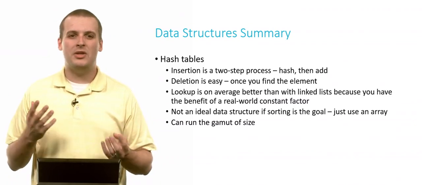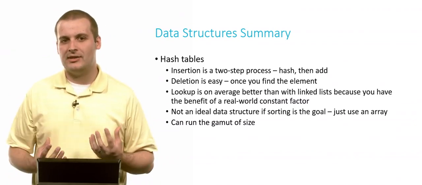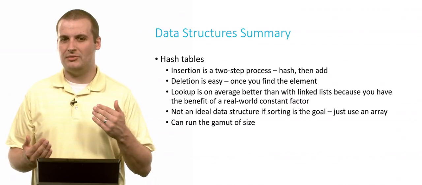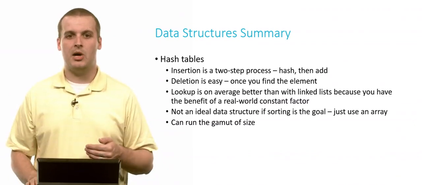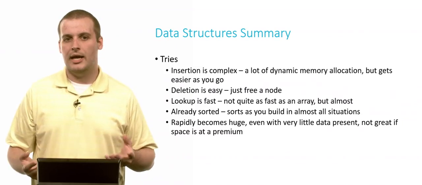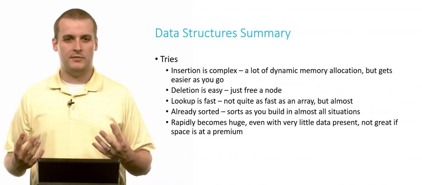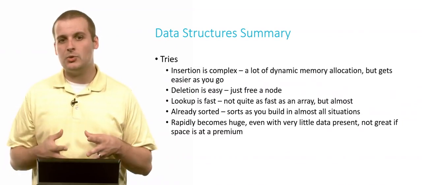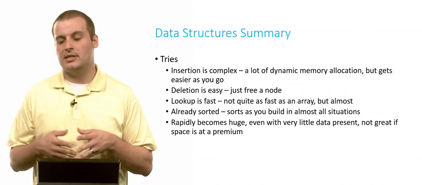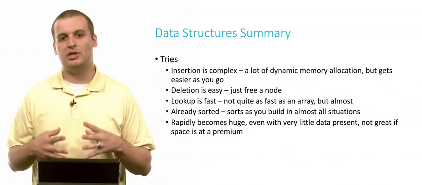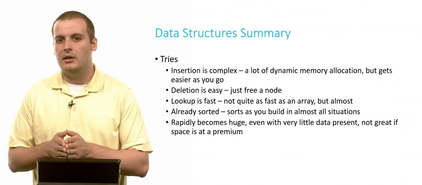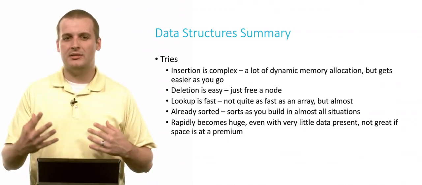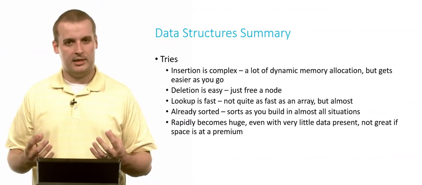And so there's really no way to define exactly the size of a hash table, but it's probably safe to say it's generally going to be bigger than a linked list storing the same data, but smaller than a trie. And tries are the fourth of these structures that we've been talking about. Inserting into a trie is complex. There's a lot of dynamic memory allocation, especially at the beginning as you're starting to build, but it's constant time. It's only the human element here that makes it tricky.